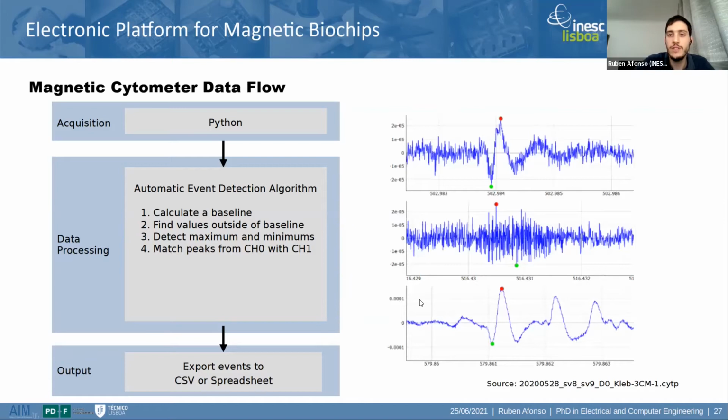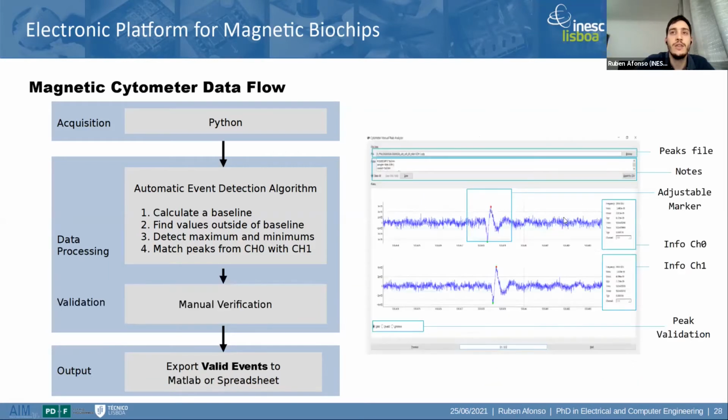However, sometimes the algorithm detects something that is just noise. For instance, the algorithm detects the second waveform as a valid peak, but it is not. So we add a validation step to our algorithm to perform a manual verification of each event.